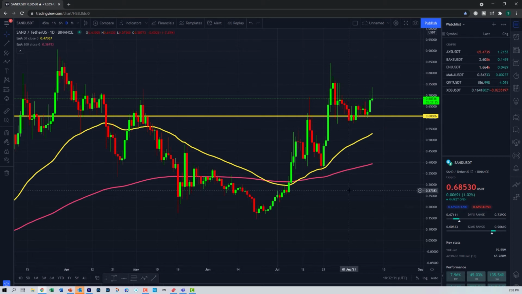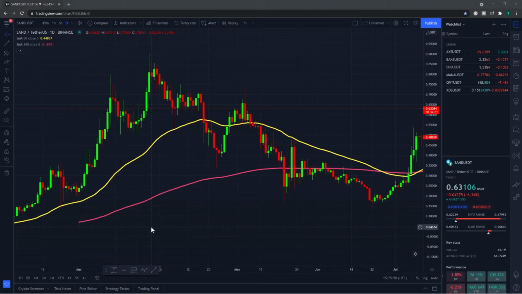So this is how you can use the trend lines to predict trends as well as where you might want to enter a market. So far we've gone through candlesticks, support and resistance, trend lines, and moving averages. Now let's move on to some common chart patterns that you can use to predict price movements.